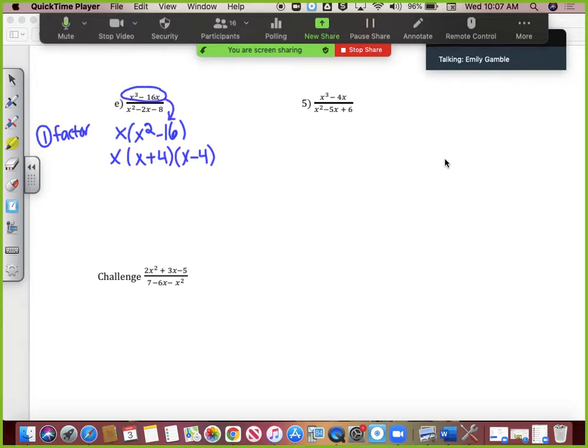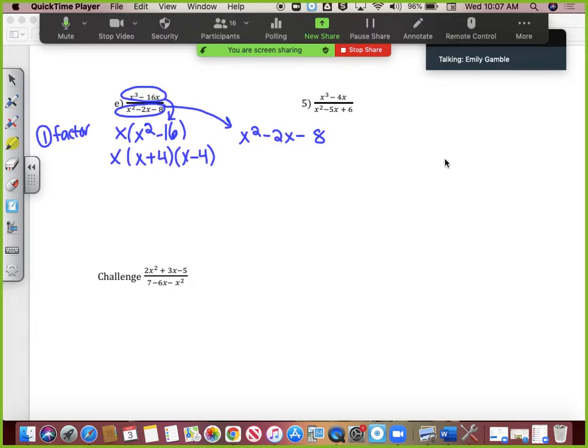So I'm going to factor the denominator over here. I have x squared minus 2x minus 8. And to factor that, this is a trinomial. I can see all three terms, the x squared, the x, the negative 8. I can't take any GCF out. I can't take an x from everything. I can't take a number from everything.